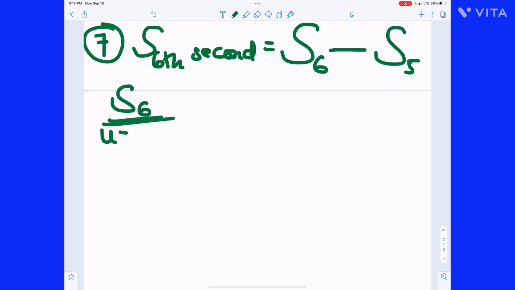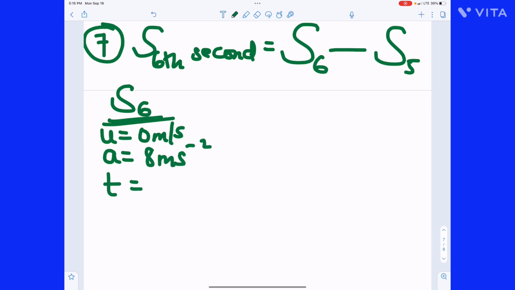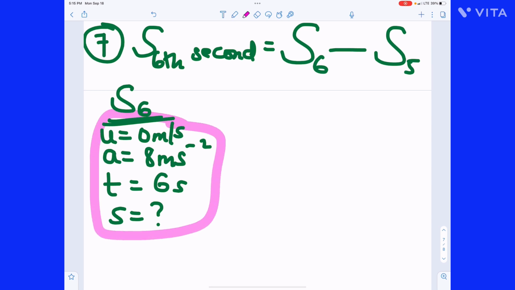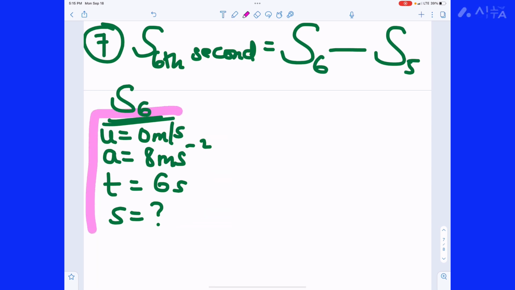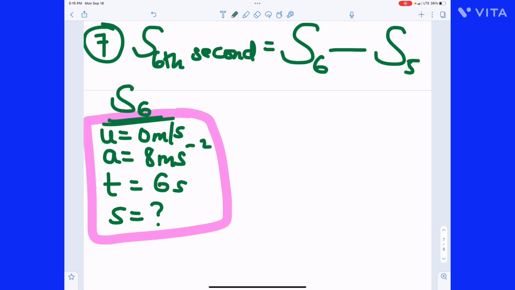So initial velocity is 0 meters per second. Then acceleration, what? 8 meters per second squared. Time now is 6 seconds because we are looking for distance traveled in 6 seconds. So distance is unknown. Using what formula connects U, A, T, and S? The formula that connects U, A, T, and S is S is equal to UT plus half AT squared.